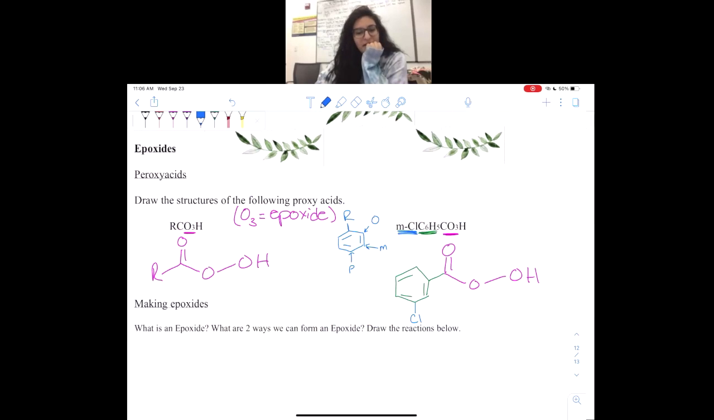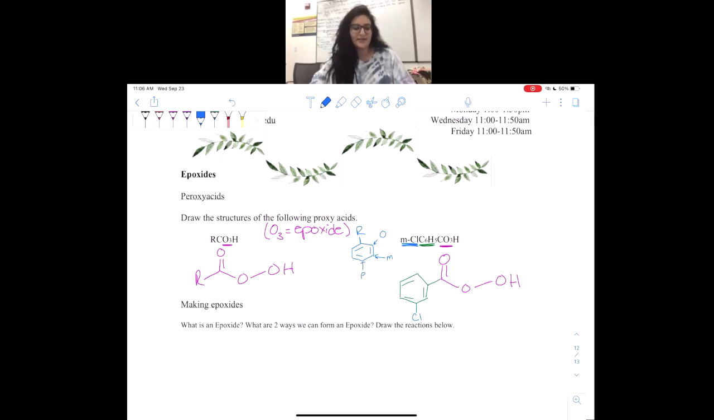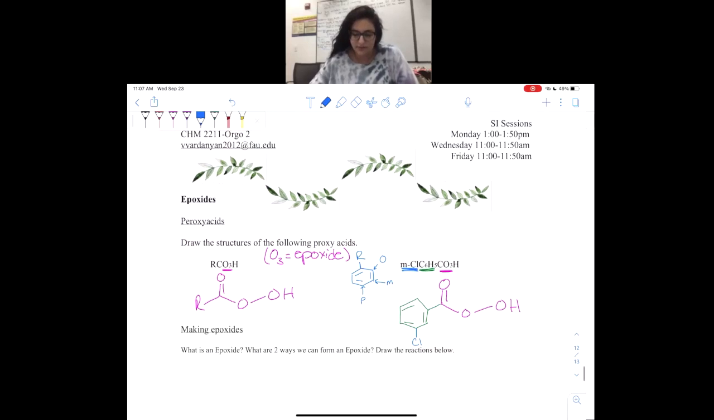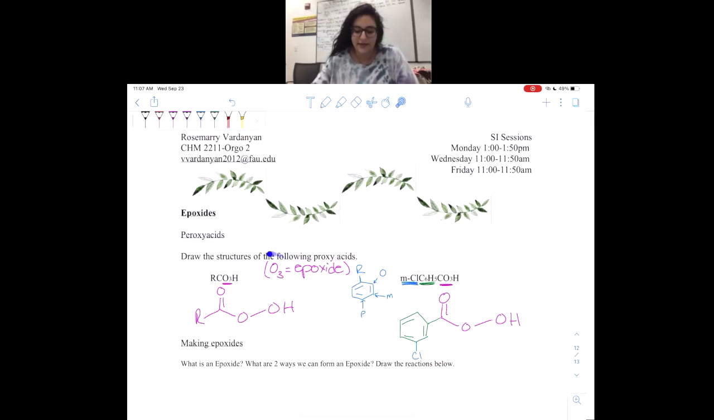Any questions? Again, this is just in case he shows you a picture and he asks what it is, or he says which of the following are like a peroxy acid. You don't have to know all of the possible peroxy acids. Just kind of know how they're drawn. And you also have to remember that O3 means we're going to form an epoxide.